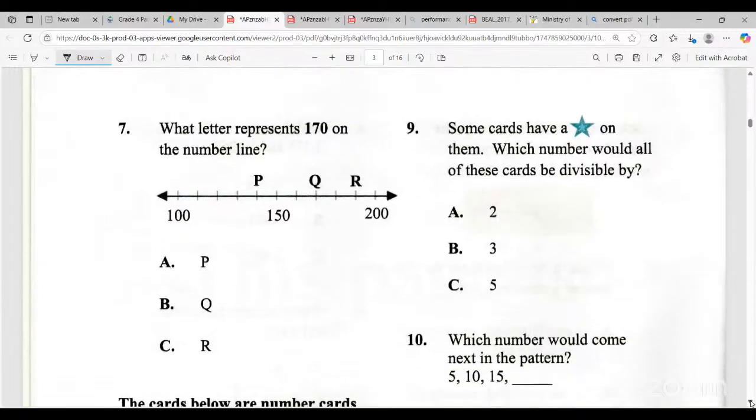Number 7, but I didn't see number 6. Oh yeah, we did. Number 7, which number represents 170 on the number line? Is it P, Q, R, or... Which number represents 170 on the number line?